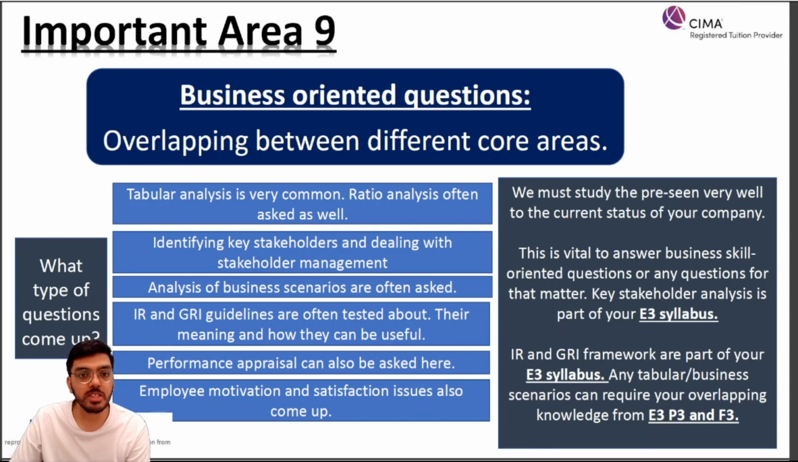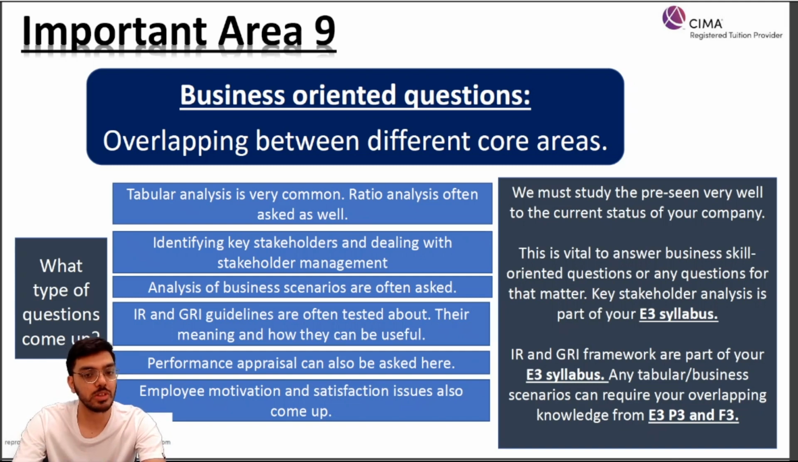Now we have business oriented questions. These overlap between many different core areas. It's not that you can study this from E3 only, P3 only, or F3 only. No, it's an amalgamation of all three. So what type of questions come up? Remember, for the strategic case study exam, only 25% of your marks are based on technical knowledge. The other 75% is simply based on your business ability, your writing ability and your convincing skills.